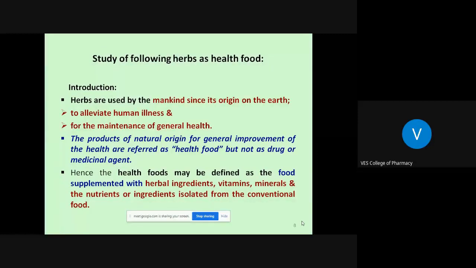So what is the definition of health food? Health food can be defined as a food which is supplemented with different herbal ingredients, vitamins, minerals, and nutrients, and some ingredients isolated from conventional food. Any nutraceutical product or health food product you take, you will see that it is a composition of different herbal ingredients coming from plant origin. It will also contain vitamins, minerals, and some nutrients, and they are aimed at improving the health and maintaining the good health of an individual.